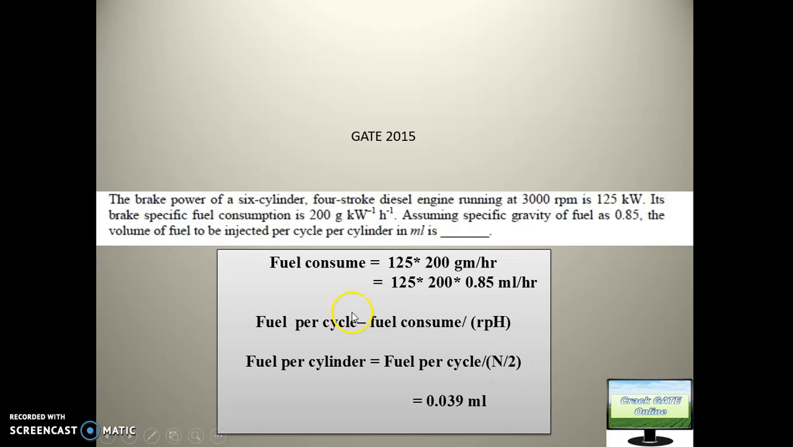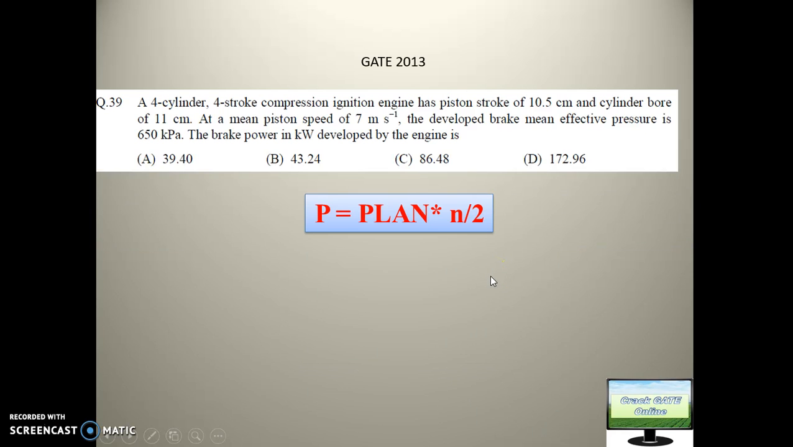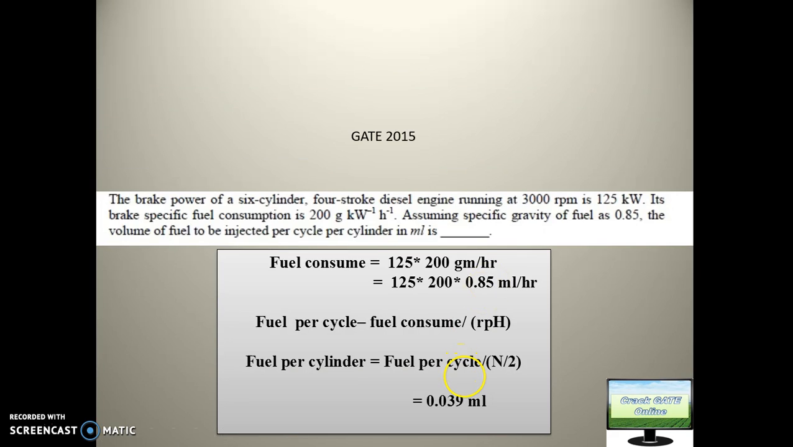So whatever value you get here, upon 3 will give fuel per cylinder. When you calculate this value, the final value will be 0.039 ml of fuel per cylinder. Okay, so per cycle, this is what they are asking. So its answer will be 0.039 ml per cycle per cylinder.